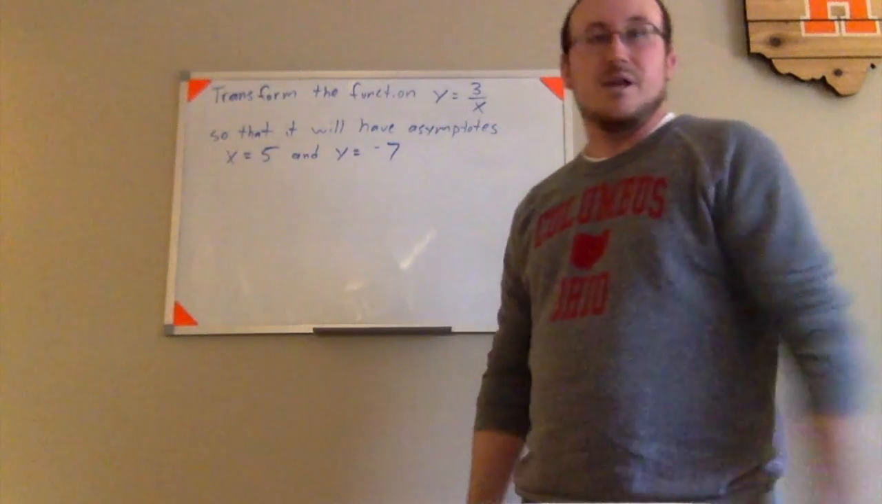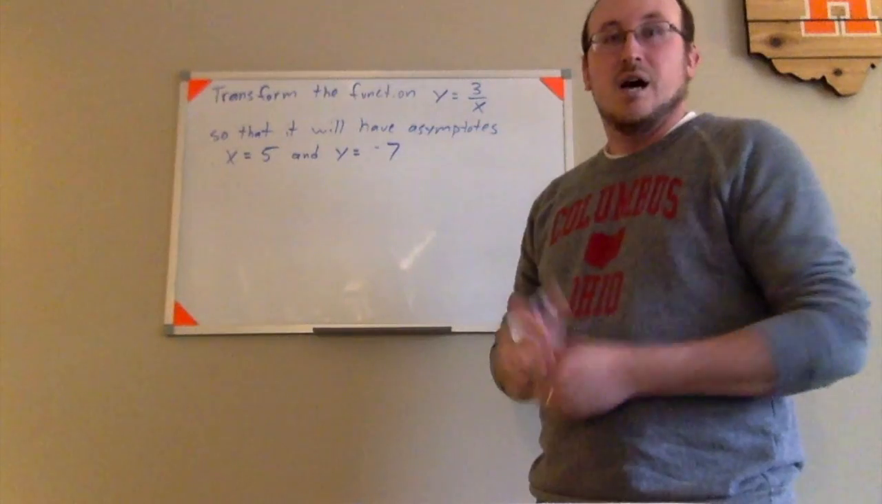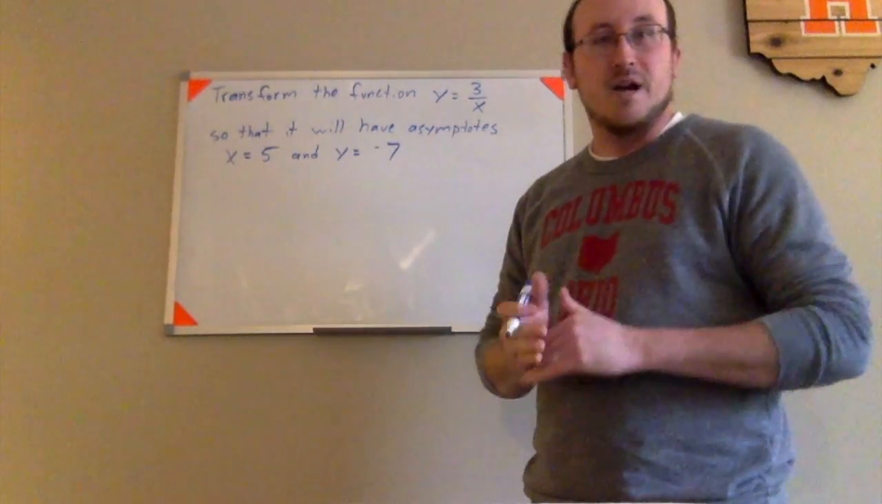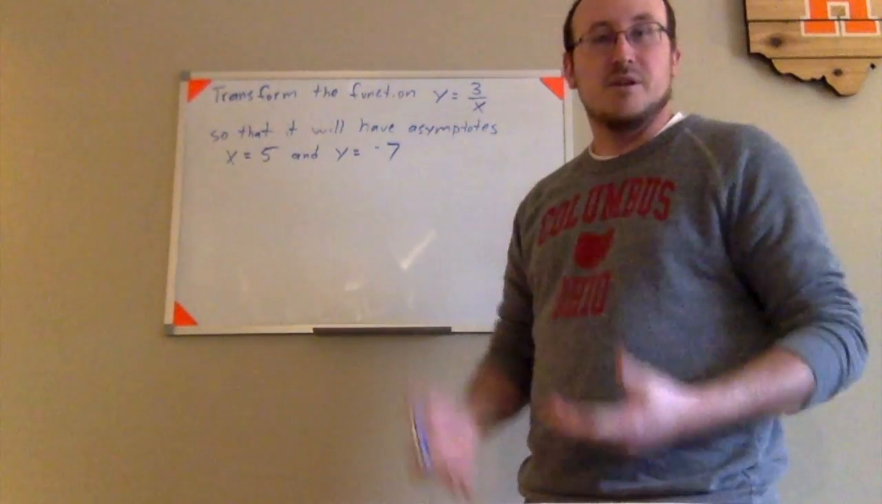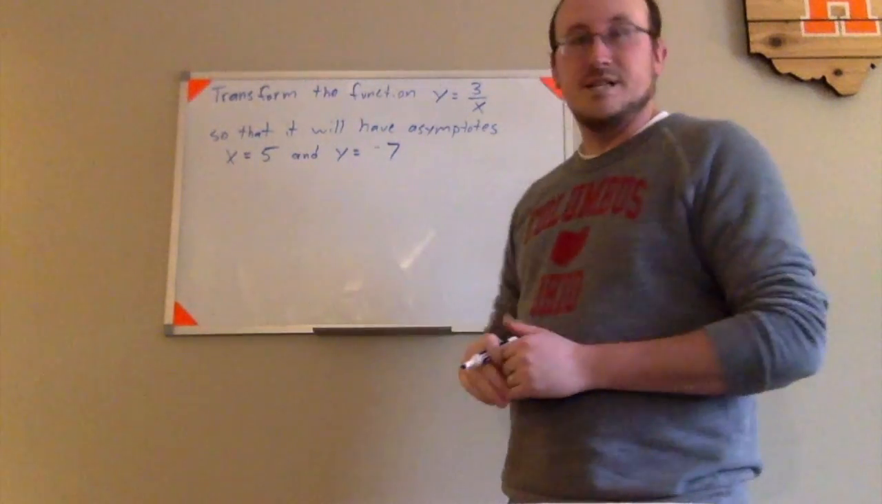Normally we know that the asymptote lines for the parent function, or for this function, y equals 3 over x, would be x equals 0 and y equals 0. The x and y axes would be the asymptote lines. So we need to transform this function so that it has these asymptote lines.